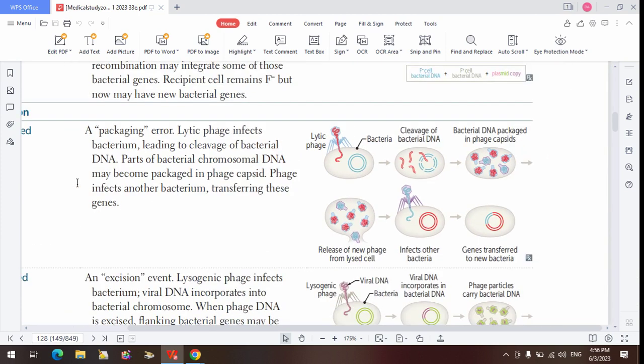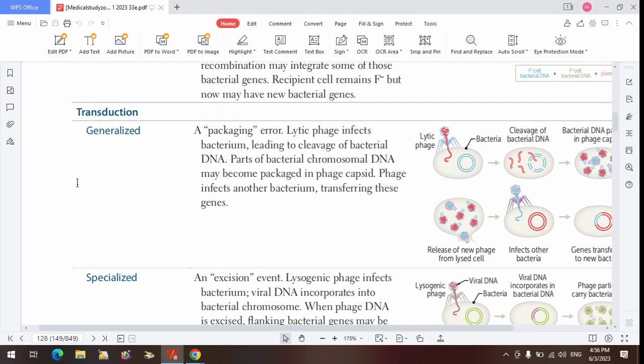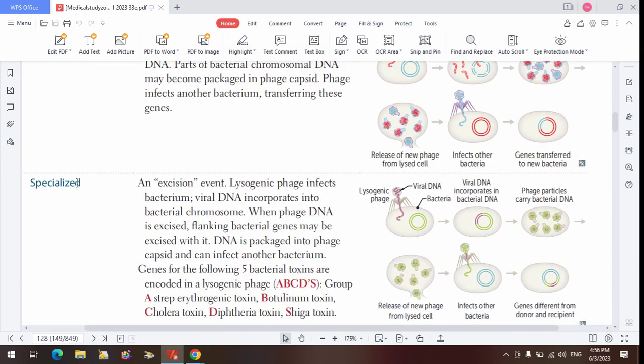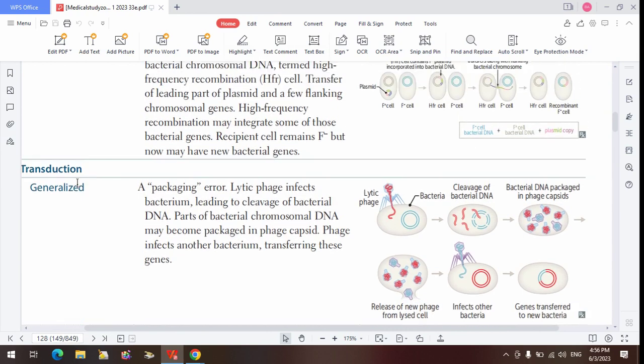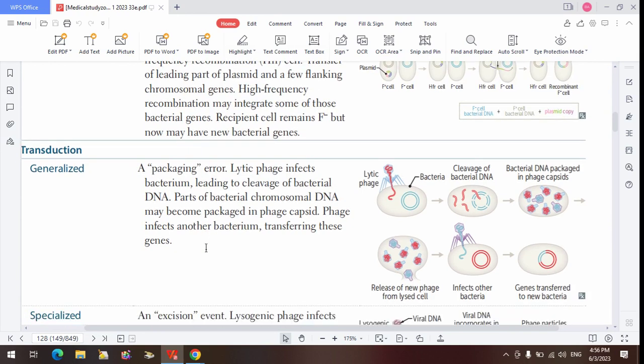So the next one is transduction. Transduction is of two types, generalized and specialized. What happens with generalized transduction? Generalized transduction is a packaging error. We have something we call the bacteriophage. Bacteriophages are just viruses that contain their genome, and that genome is surrounded by a capsid protein. That's it. So what we are seeing here is a bacteriophage. For the generalized form of transduction, what we have is a packaging error, and it is mediated by lytic bacteriophage. What happens?